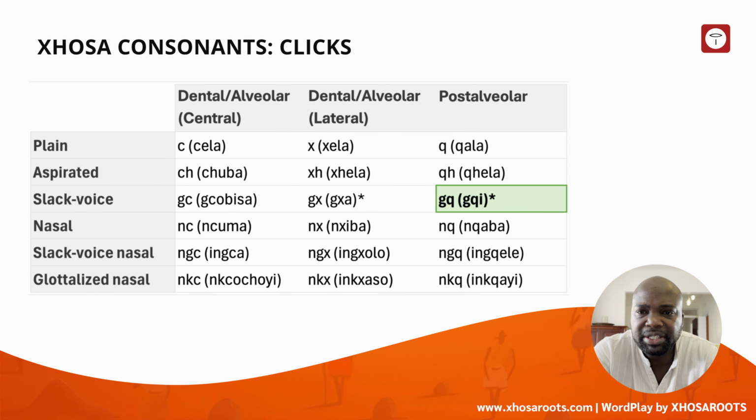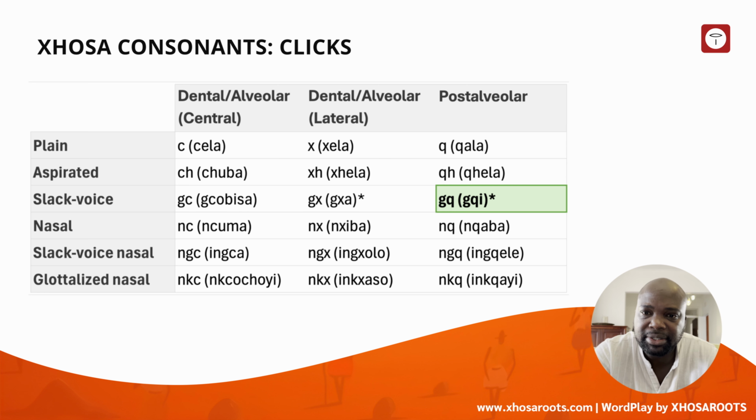Then we have the slack voice version, ga. Again, the slack voice ones almost have this bass sound to them. An example again is gi, which is another idiophone, meaning to make a sudden appearance. When someone says uti gi, it's like you just appeared out of nowhere or made a sudden appearance.